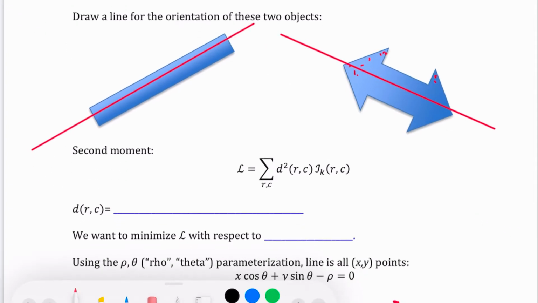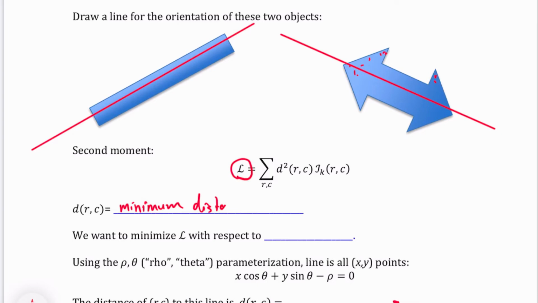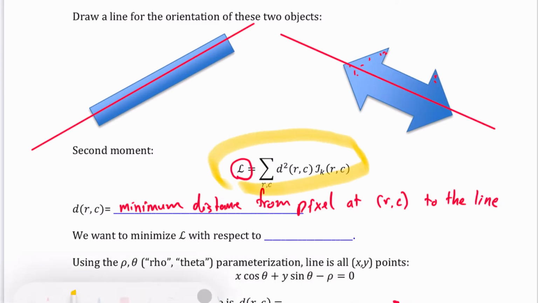And so my second moment is going to take advantage of that line parameterization that we had. Here, this d_rc, that is the minimum distance from that pixel at r, c to the line. We want to minimize this calculation L with respect to all possible lines. And so to do this, we need a handy parameterization of lines.